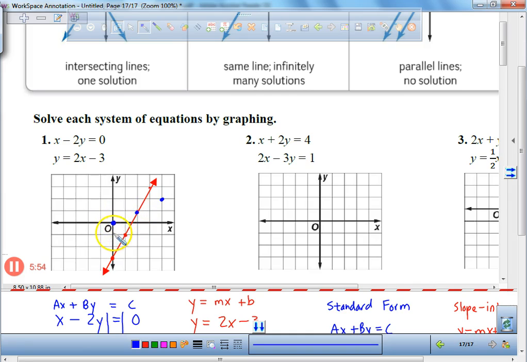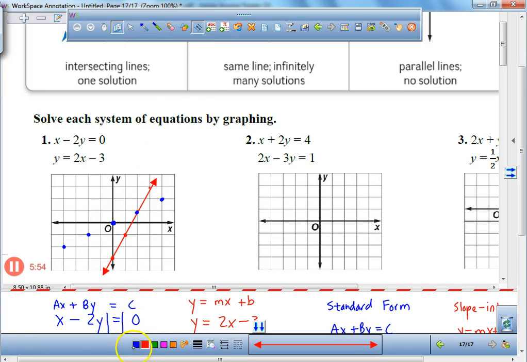I can also go down 1, but I would have to go over 2 to the left, because this is a positive slope. Well, I thought down's negative. Well, yeah, if I go down negative, then I got to go over 2 left negative, and a negative divided by a negative is a positive. So there are my two lines.